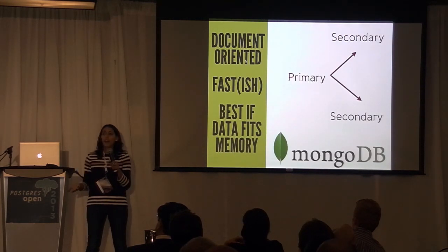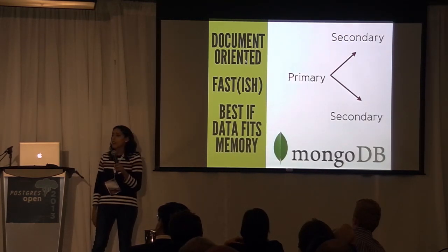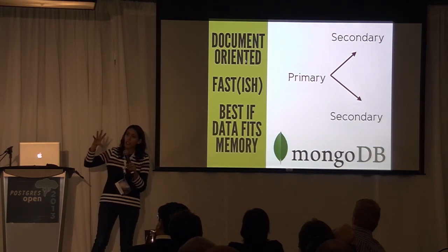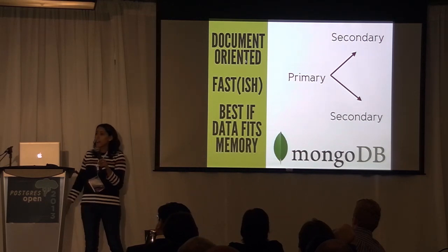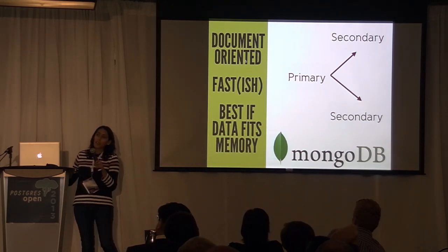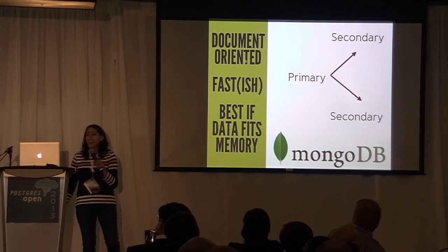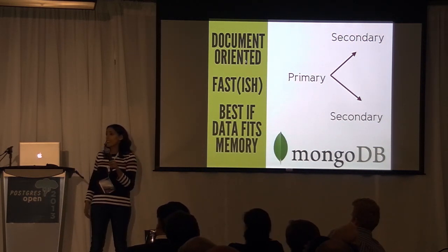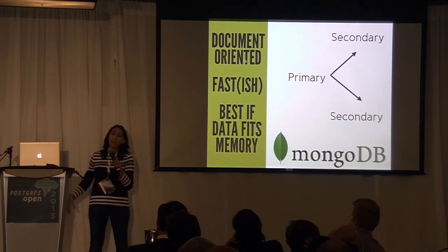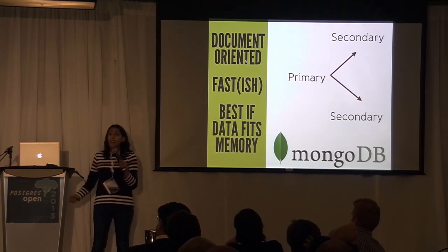You have MongoDB, and this is another one of the really popular ones. MongoDB is a document-oriented database, which means that you can shove it something that looks like a JSON document, and then it understands it. And it's fastish, if you don't care a lot about durability. It's also best if your data fits in memory. The model is primary, secondary. The big disadvantage with Mongo is that it has a global write lock.